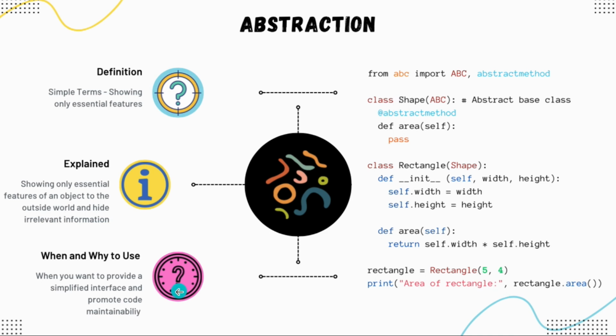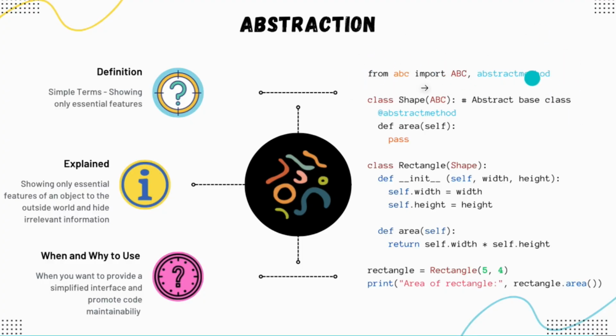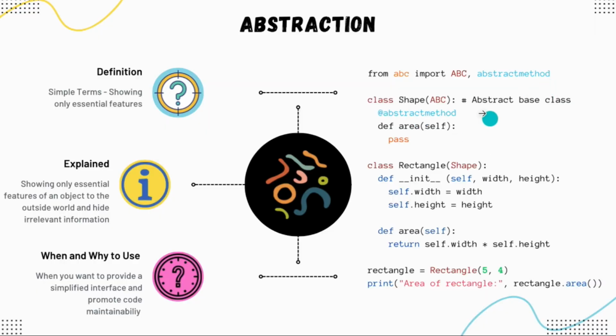When do we use this? When you want to provide a simplified interface and promote code maintainability. This is really good for that. Now, over here, you can actually see I need to import something. So Python has the ABC class from the abc module, Abstract Base Class. I'm also importing a decorator. If you missed that, I'll link a video here. It talks about decorators in Python. I made that too. And I'm importing abstractmethod.